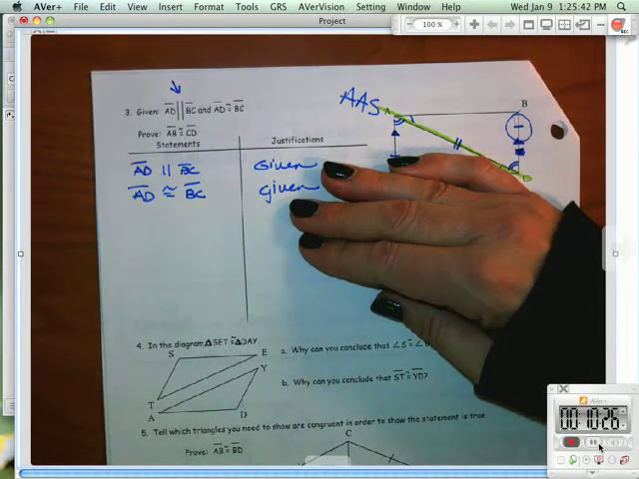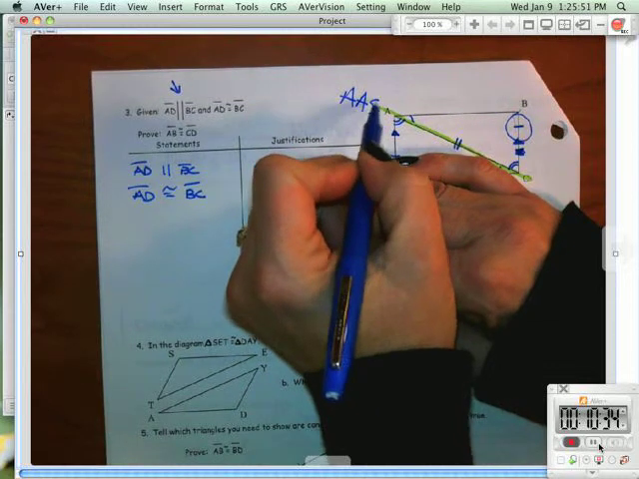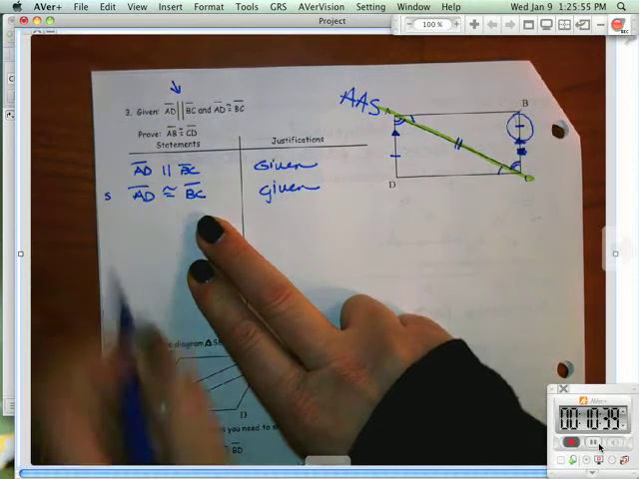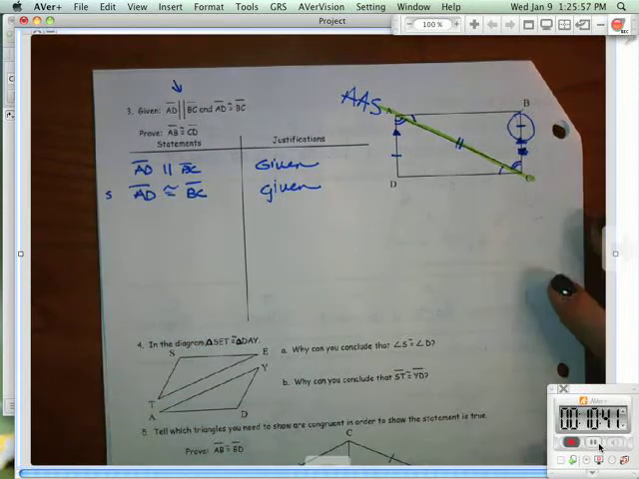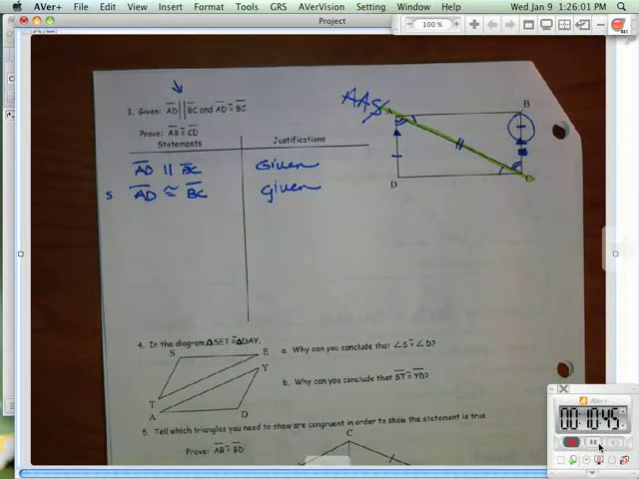Now, I have to prove two angles are congruent, and I have to prove a side. Well, they already told me that the side was congruent. Right here, side AD is congruent to side BC. So I've already done my side, so I'm going to cross that off. They gave me that, right? So then I've got to prove a couple of pairs of angles are congruent.